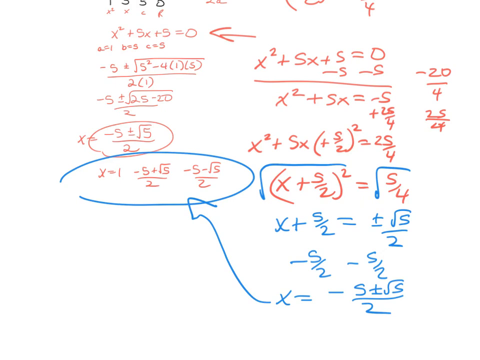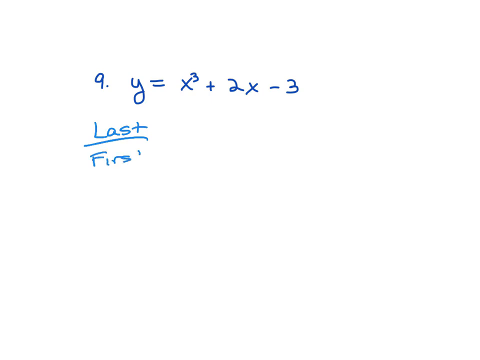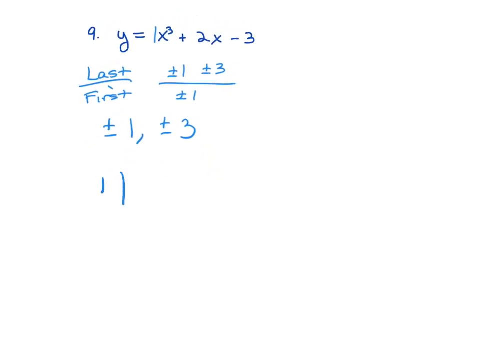Let me try one more where it doesn't factor. All right. So here, let's list our possible zeros. So we're going to do last over first. Factors of 3, or -3, are plus and minus 1, plus and minus 3. Factors of 1, plus and minus 1. So my possible zeros are plus and minus 1, plus and minus 3. So let me go ahead and do a synthetic division problem. Again, I'm going to choose 1. You don't always have to choose one. It's usually the easiest one for me.